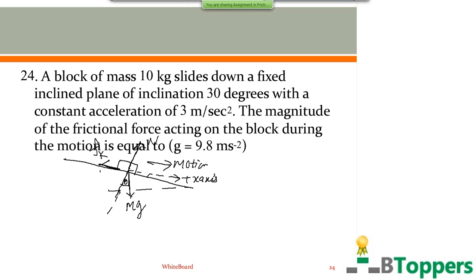Can resolve the weight mg into rectangular components parallel to each axis. The component mg cos theta acts perpendicular to the inclined surface. The component mg sin theta acts down the inclined plane in the direction of the motion of the block. The block has no motion parallel to y-axis. There is no acceleration parallel to y-axis, so y component of resultant force of the block must be 0. Y component resultant force equal to n minus mg cos theta. That must be 0.